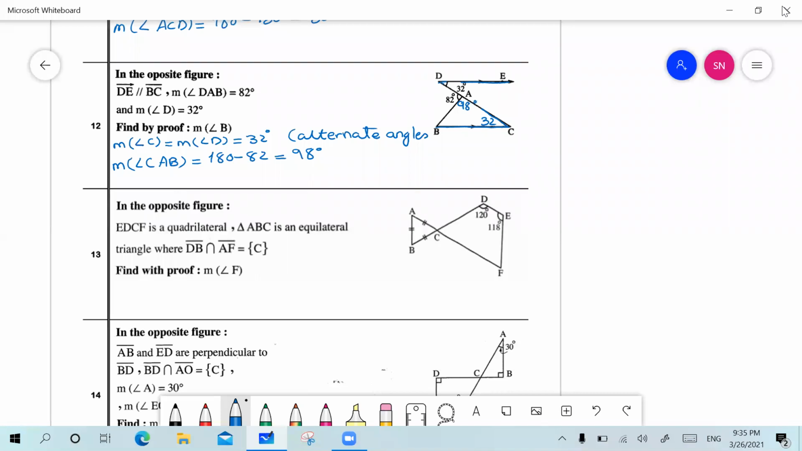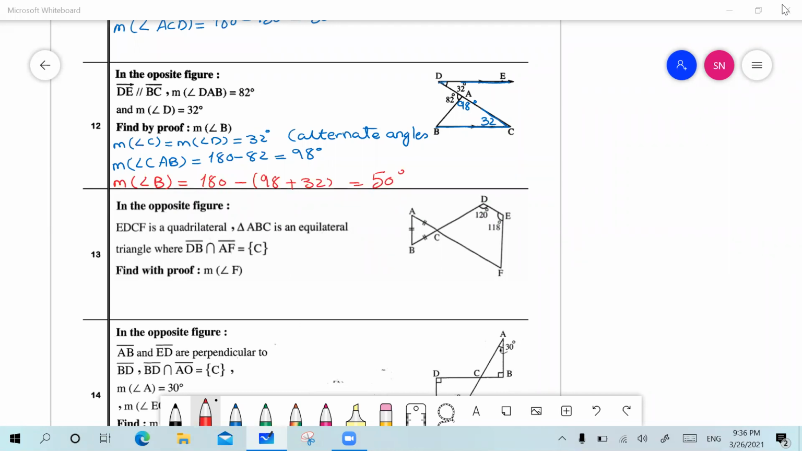وبعدين? So we have two angles of the triangle. We have one left, so we're going to do 180 minus 98 plus 32. يبقى measure of angle B is equal to 180 minus 98 plus 32, which equals 50 degrees. Okay, thank you, Judy, so much.